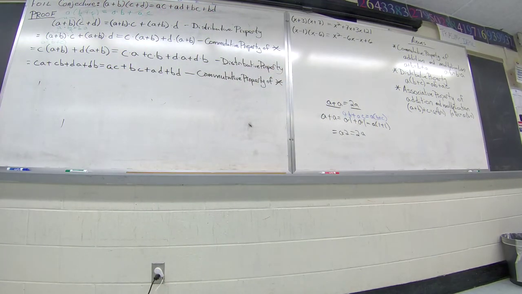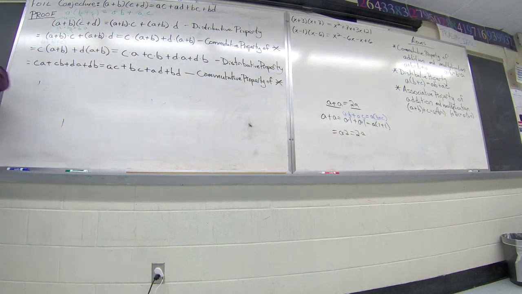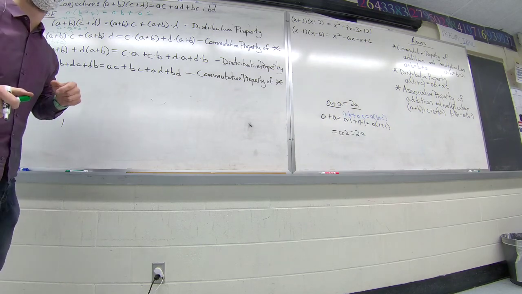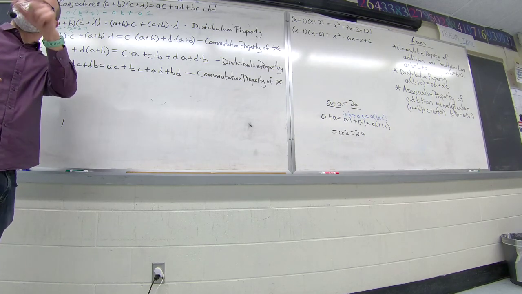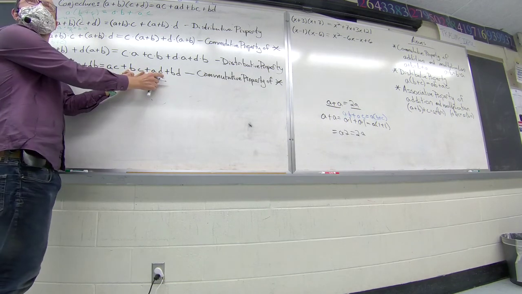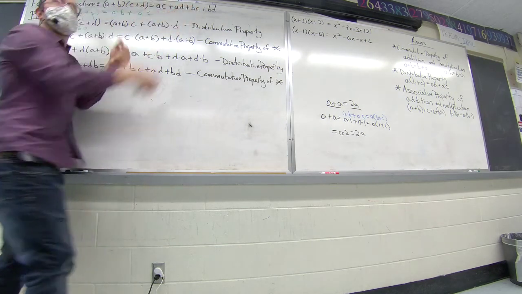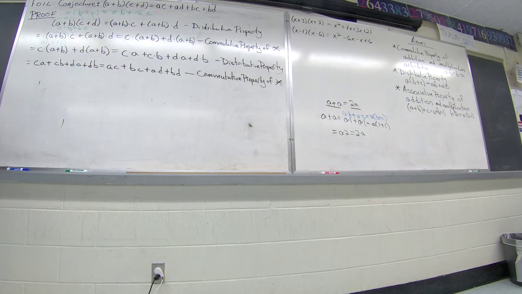Why aren't they identical? What's different between these two, and between this expression and this expression? Say it louder. Oh, was that Alex? I'm sorry, Alex. Say it. BC and AD are in different order. This is BC plus AD. This is AD plus BC. Well, that's the same thing, but why is it the same thing? How do you know it's the same thing? Addition.